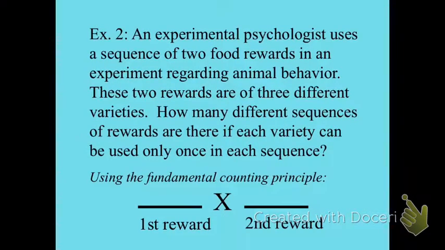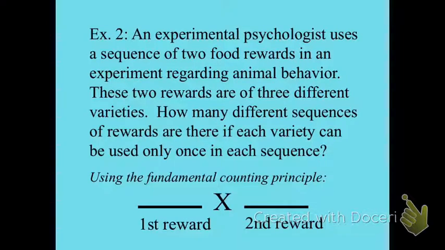Another example: an experimental psychologist uses a sequence of 2 food rewards in an experiment regarding animal behavior. These 2 rewards are of 3 different varieties. So I have 3 types of rewards. How many different sequences of rewards are there if each variety can be used only once in each sequence?